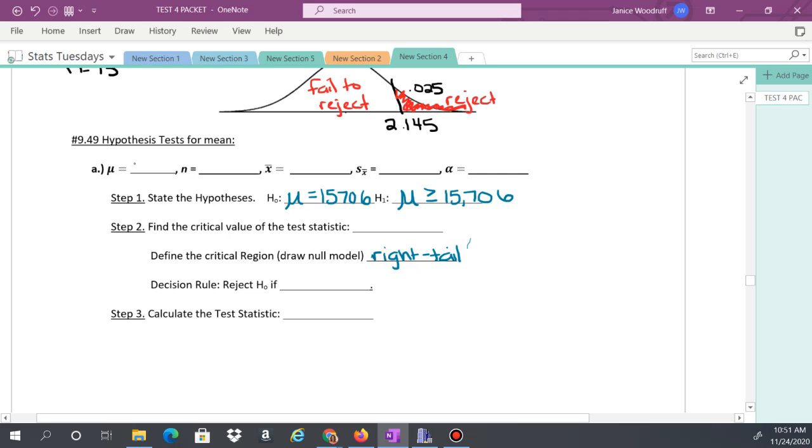So we had a mean of 15,706. Sample size was 500. Within that sample, we were given a mean, so an X bar of 16,377 and a standard deviation of 3,800. Significance level was 0.01.